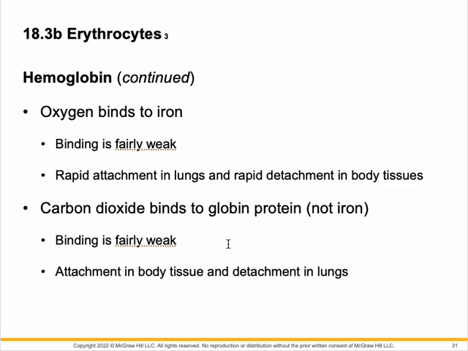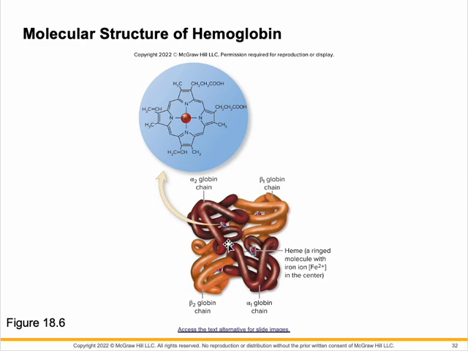Now, for our hemoglobin, I'll show you an image here of hemoglobin. So again, you can see here our different globin chains, right? So these proteins, the heme in the middle, and then the iron associated with the heme right here, right? So this is where our oxygen is binding.